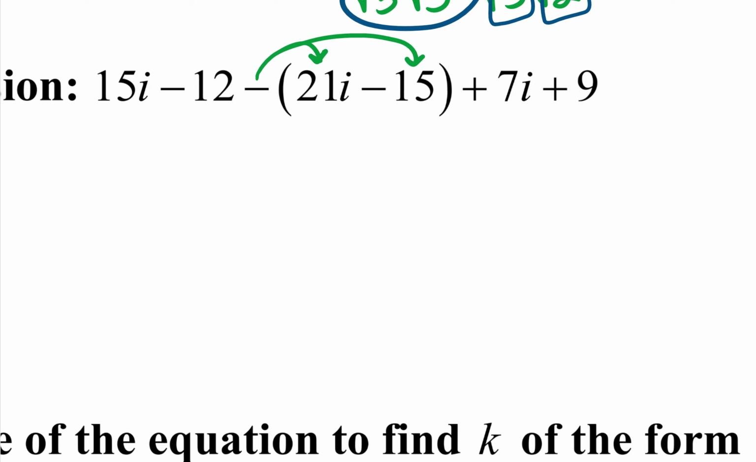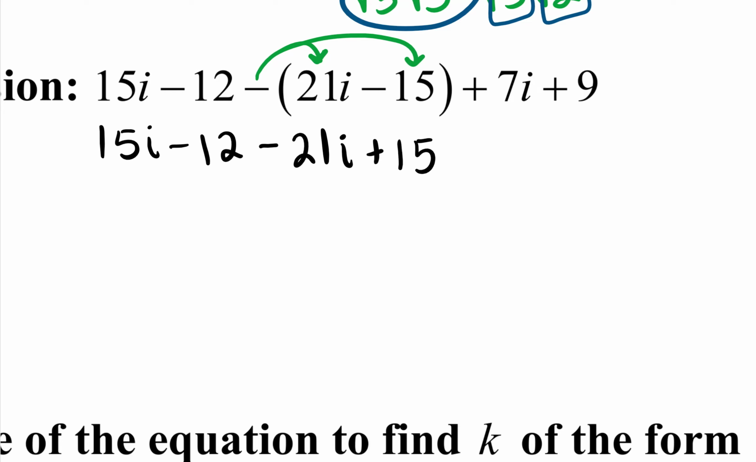That's the first thing that I would do. So these other numbers don't change just yet, so I'm going to rewrite those. Now I have negative times positive 21i, which is minus 21i. So really just the signs change in the parentheses, because two negatives make a plus, or positive, and then plus 7i plus 9. Okay, now I have all the parentheses gone. The only other thing I need to do is combine like terms.